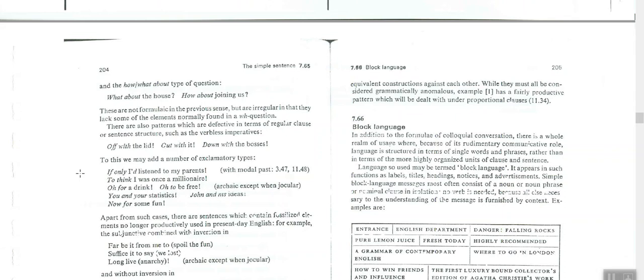Off with the lid. So it is imperative, but it starts with what? With a preposition. Since it is idiomatic, we can say it is idiomatic. So off with it means what? It means take off the lid. Out with it. You can check their meaning, you can Google them. Out with it, not cut. It is out. Out with it.